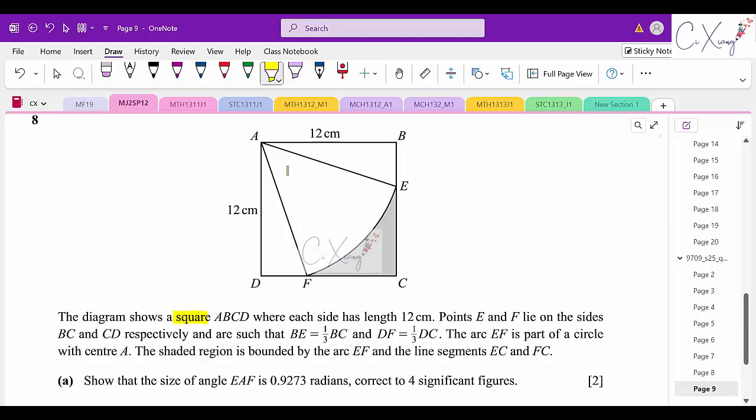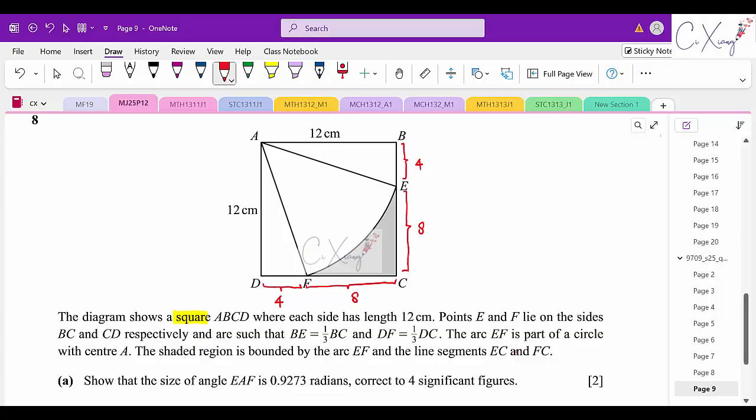So from here, if let's say the whole length here is 12 cm, BC should be 12 cm. And BE is 1/3 of BC. That means if this whole thing is 12, 1/3 of 12 here will be the length of 4. So this one will be 8 cm. Same thing happens here. DF is 1/3 of DC, so this is 4 cm and this is 8 cm. This is some information that we can already get from the question.